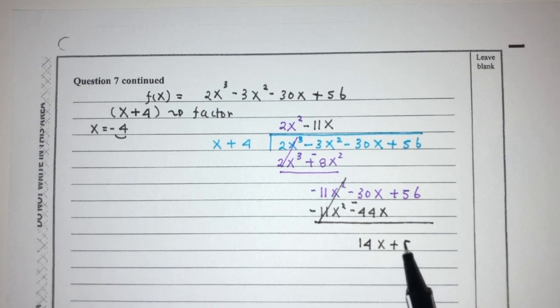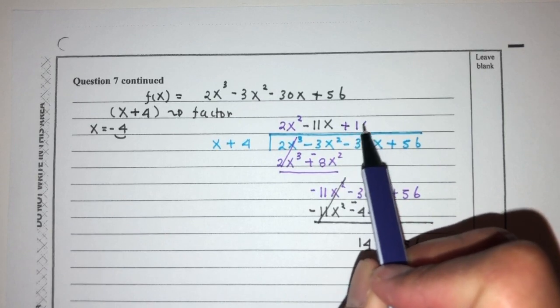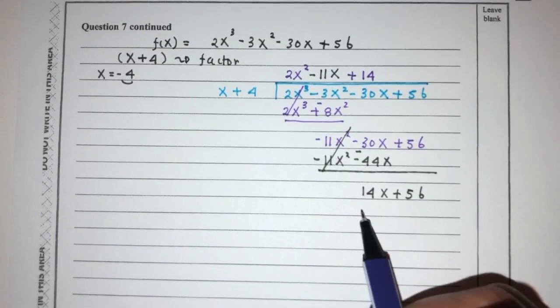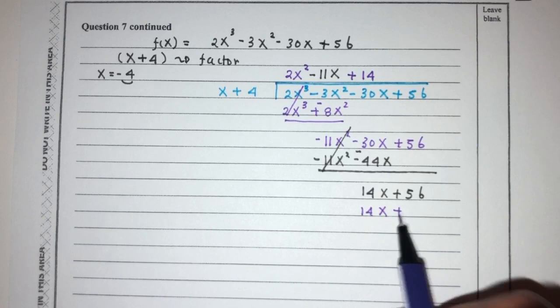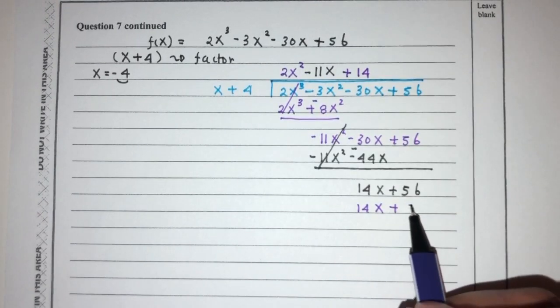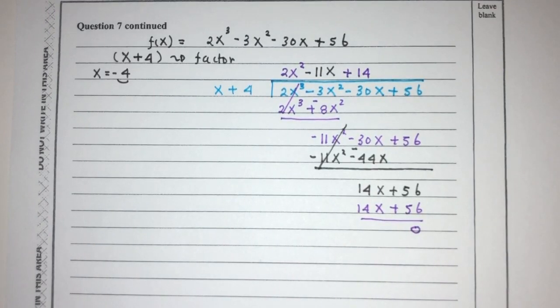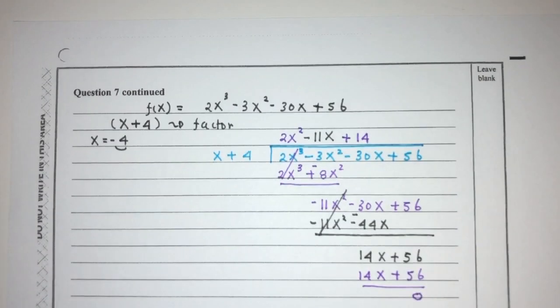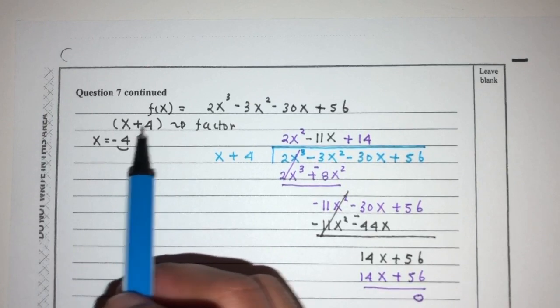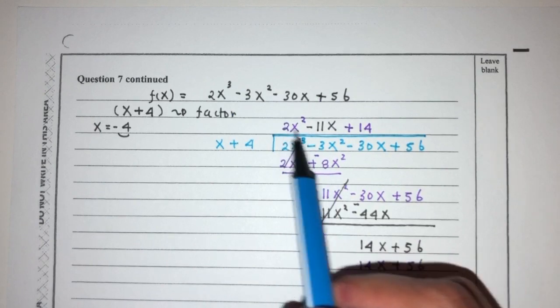So 14x plus 56. Now, how can you make x become 14x? You have to multiply by plus 14. So that will become 14x plus, 4 times 14, that should be 56. That is perfect because, as you can see, they both cancel out. It is supposed to give you 0 at the end because we know that it is a factor. When you divide by a factor, the remainder will be 0. But now we have a quotient.